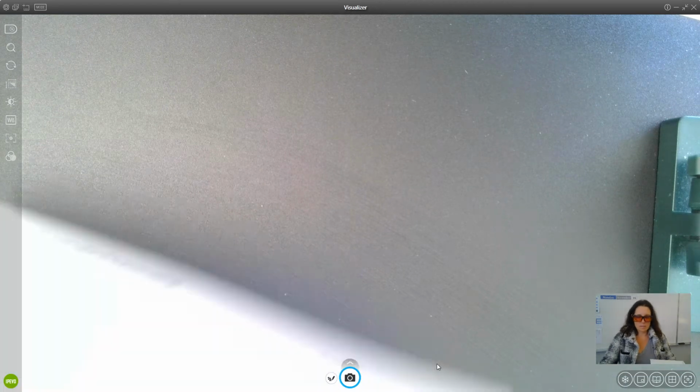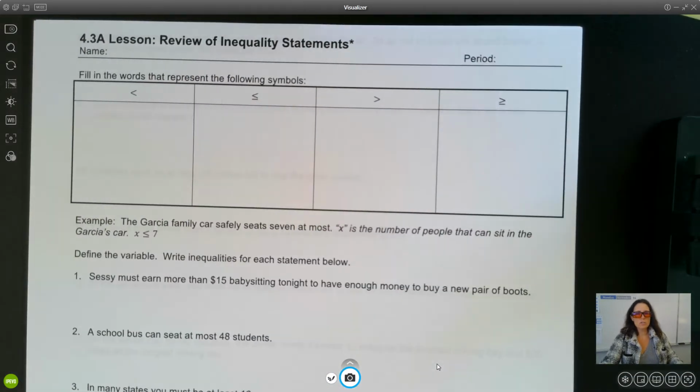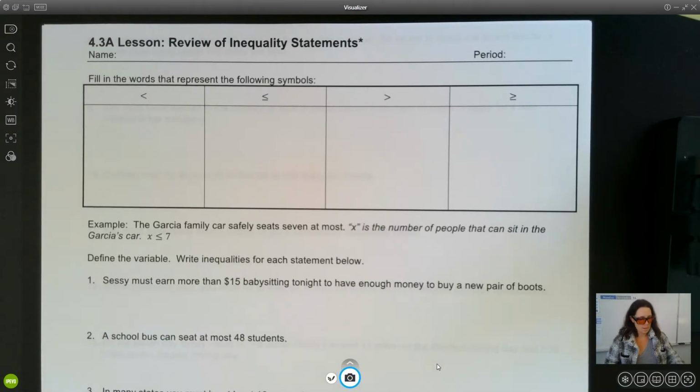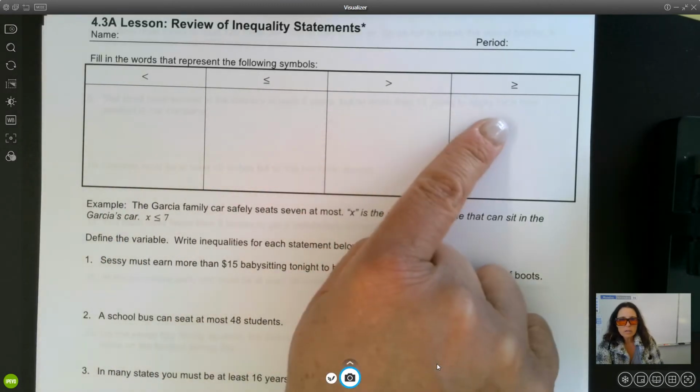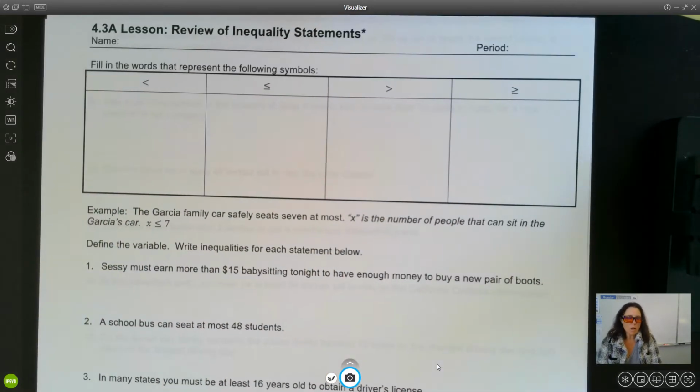Howdy guys. So getting into a new section, 4.3a. This should really be a review of these inequality symbols. You should have seen those somewhere along the way in your elementary school years.